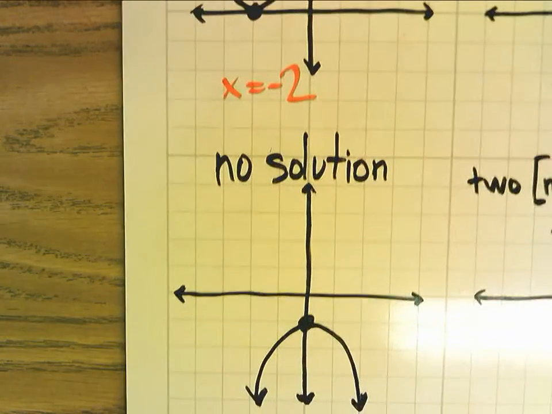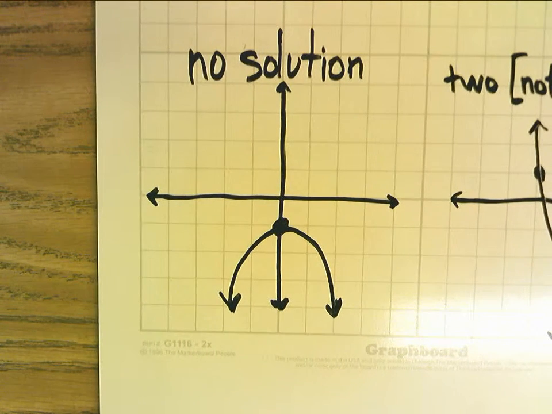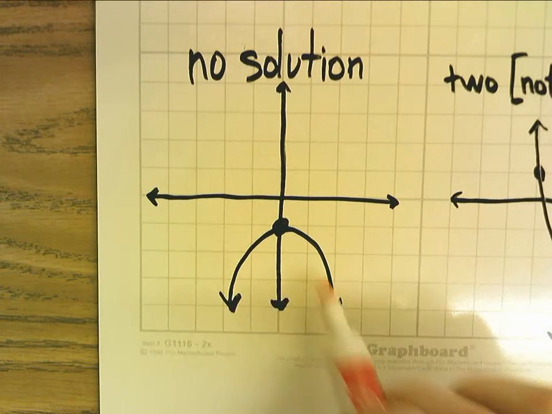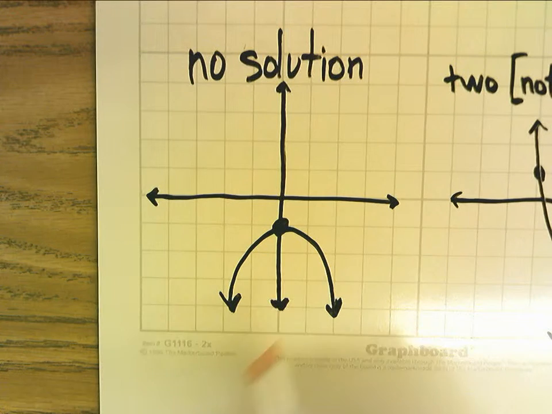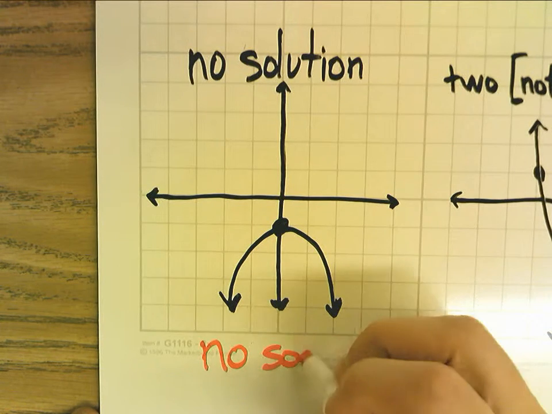Let's go ahead and take a look at if we were to have no solution. All right, so in this case, our parabola never crosses our x-axis, so there are no x-intercepts and there are no roots. So you would just write no solution.